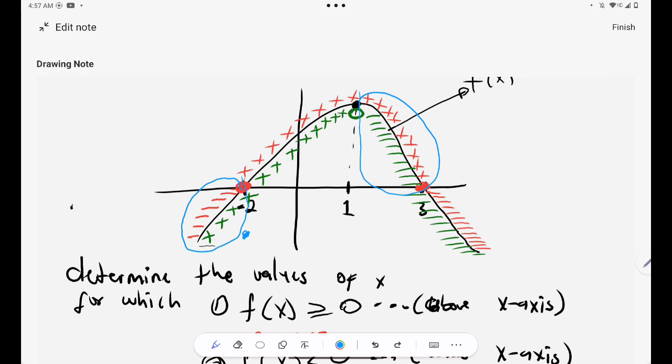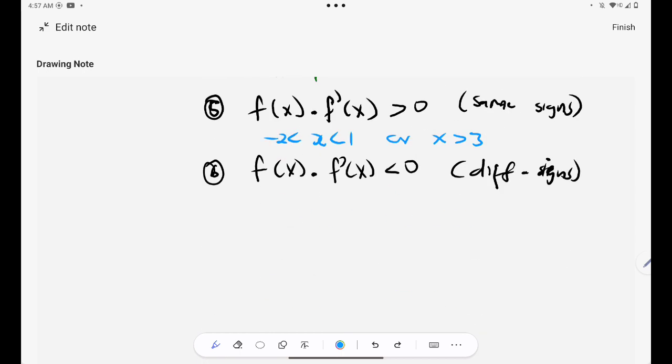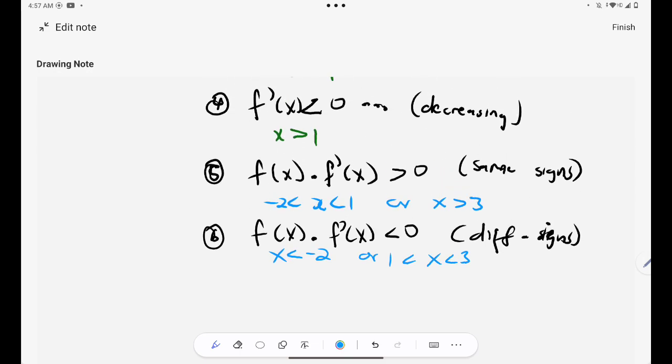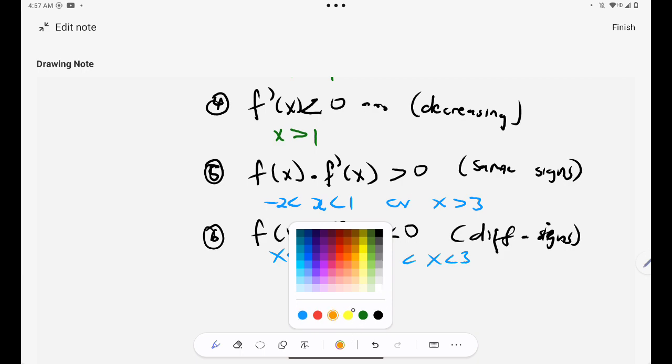So that's why I'll just say this situation will happen when x is less than negative 2, or when x is between 1 and 3. All right, together. These two questions, they can ask them in this manner.